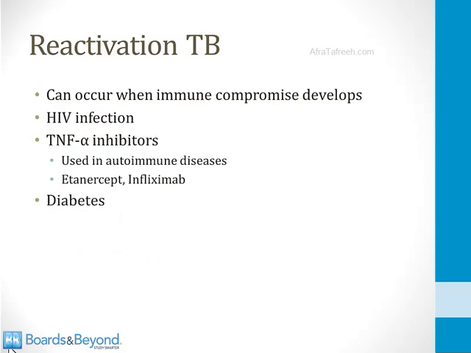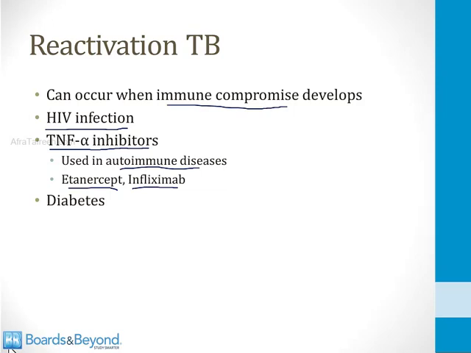So a lot of people are exposed to TB but don't know it, and they have latent infection. And as long as their immune system is normal, they'll be fine for their entire lives and never have a problem. But if immune compromise develops, they can get reactivation tuberculosis. So this is going to happen to people when they develop HIV infection, for example. It can happen to people who are put on certain drugs, especially drugs that are TNF-alpha inhibitors. These are used for some autoimmune diseases, and these are drugs like etanercept and infliximab.